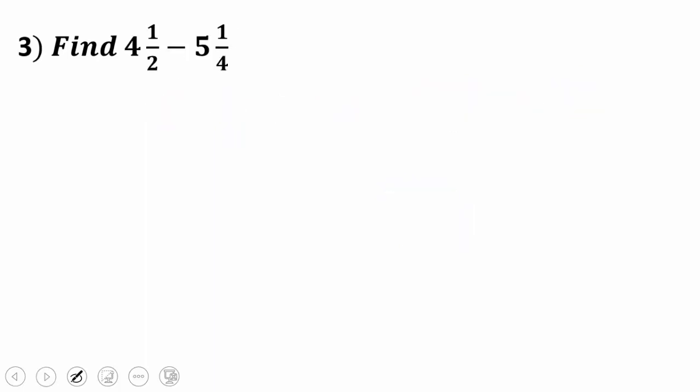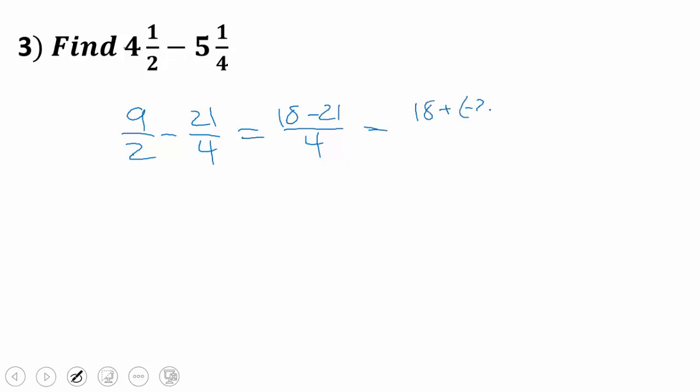4 1/2 minus 5 1/4. So here we go, making improper. I have 2 times 4, which is 8, plus 1 is 9. So I have 9/2 minus 21/4. I need a common denominator. That's going to be 4. And 2 times 2 is 4, so 9 times 2 is 18, minus 21 over 4, which gives me 18 plus a negative 21 over 4. And I recognize I'm adding integers that are opposite, so I get negative 3 over 4.